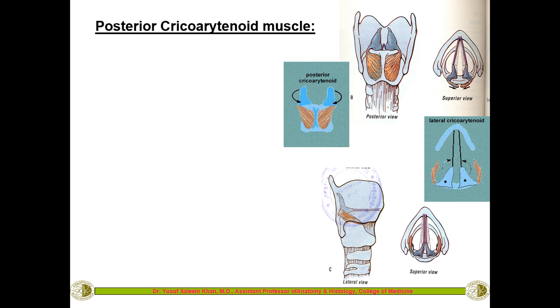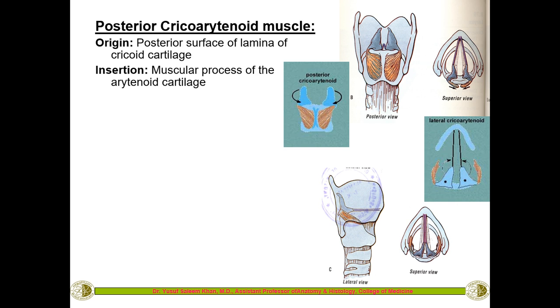The second muscle, a very important muscle, is the posterior cricoarytenoid. So the name itself indicates, as I said, the origin and insertion. Posterior because it is present in the posterior side and can be seen from behind. It is cricoarytenoid, so it takes origin from the cricoid cartilage and gets inserted to the arytenoid cartilage. So the origin is from the posterior surface of the lamina of the cricoid cartilage. This is the lamina of the cricoid cartilage. So it takes origin from the posterior surface of the lamina and gets inserted to the muscular process of the arytenoid cartilage. This is the muscular process of the arytenoid cartilage.